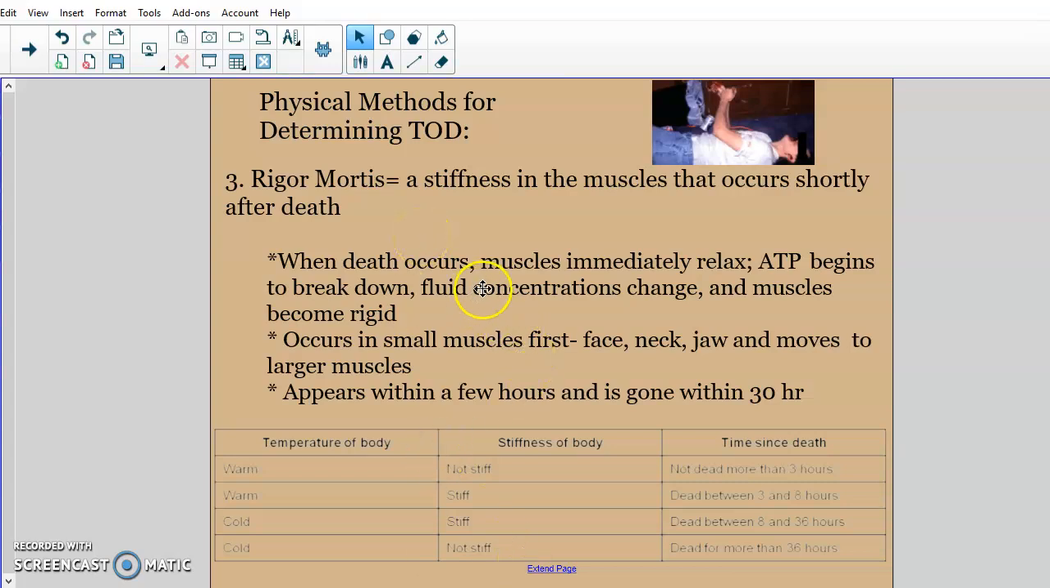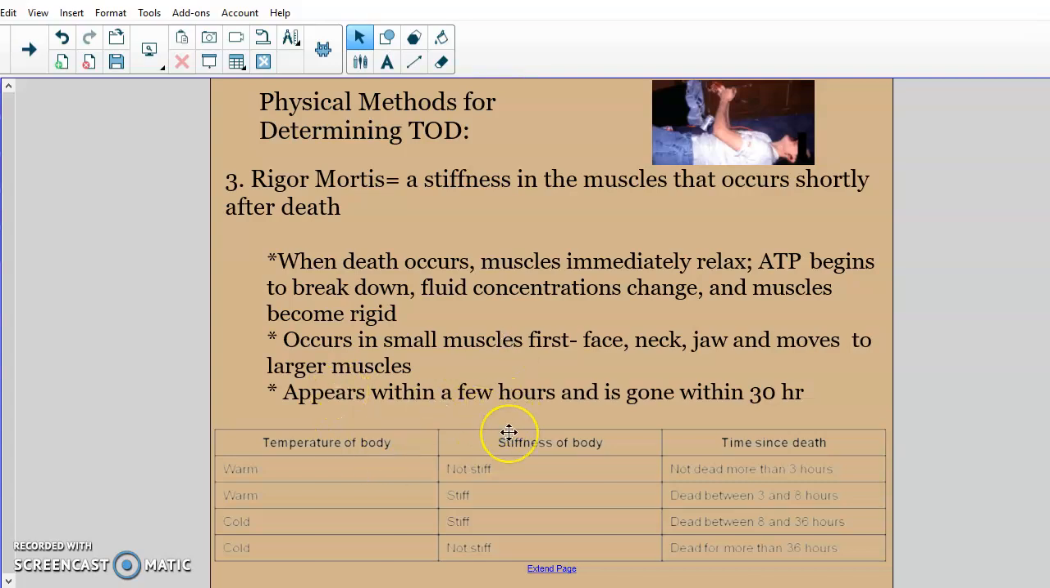But when you die, your muscles immediately relax. The ATP begins to break down, like all the extra stuff that was in your body, and fluid concentrations change, and it causes your muscles to contract almost automatically, and your muscles become rigid. It's very noticeable in the small muscles first, your face, neck, jaws, and then it moves to your larger muscles like your quads and your biceps and triceps and different things like that.